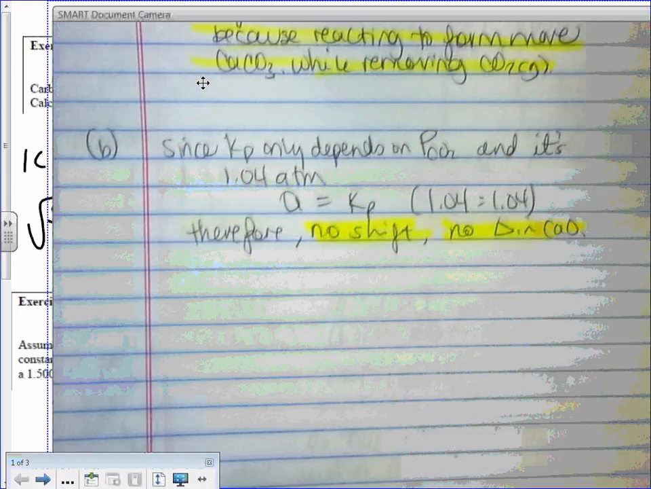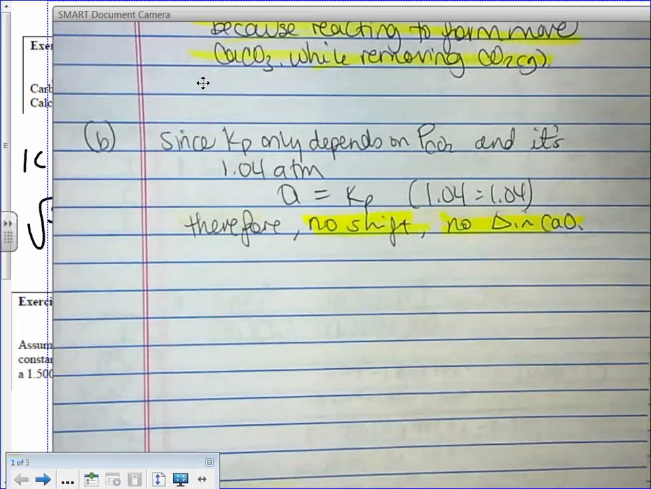Same thing for part B. This one gave us the partial pressure of carbon dioxide as 1.04. So that is what Kp is equal to. So Q is equal to K. So what does that tell you? Yeah, equilibrium. It's at equilibrium already. So if it's at equilibrium, then there is no shift. So then the amount of CaO does not change. Cool?